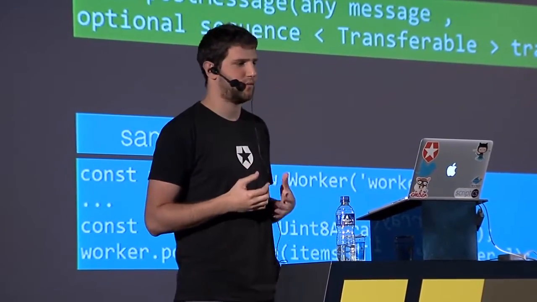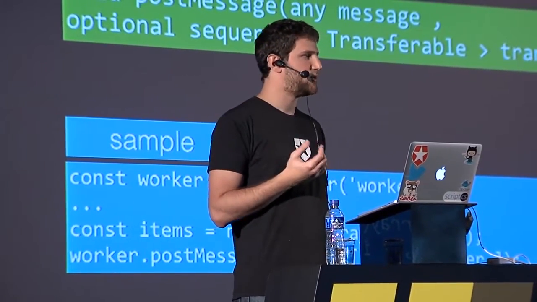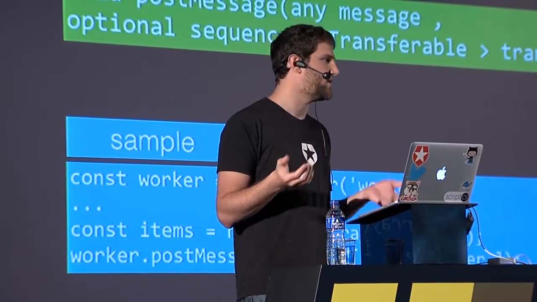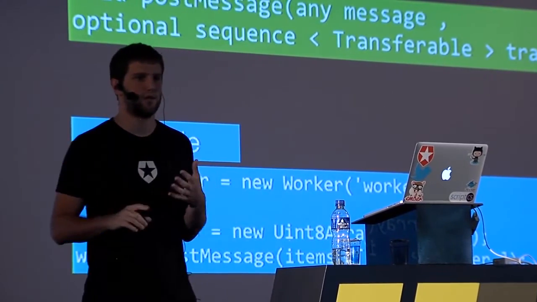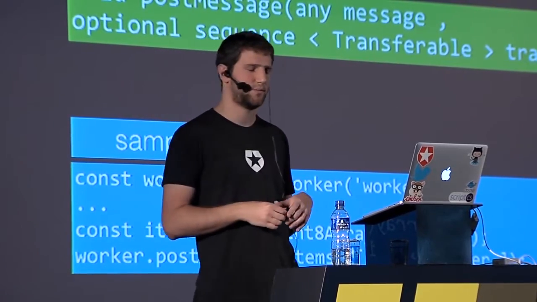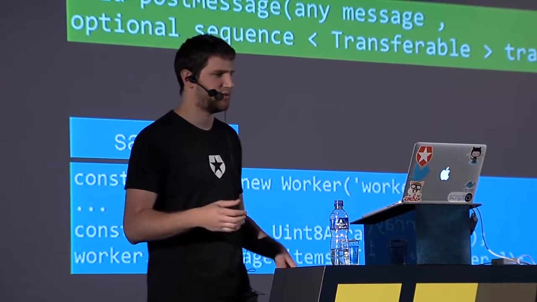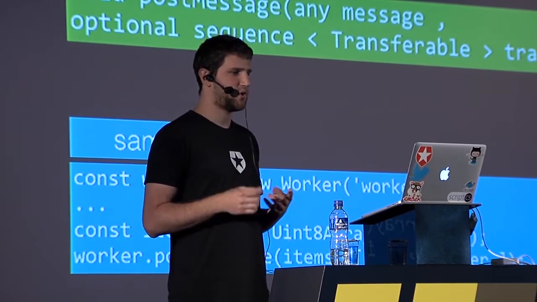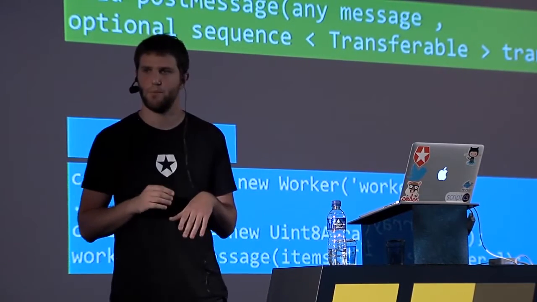Let's dig a little deeper into the postMessage interface, because this is kind of the key to parallelism in JavaScript. The first parameter is any message. You can send an object, you can send an array, you can send integers, etc. It's not quite anything. You can actually send exceptions, but there are other things there. But the important thing is the second parameter. It's something weird. It says optional sequence of transferables. So let's dig into that a bit deeper.